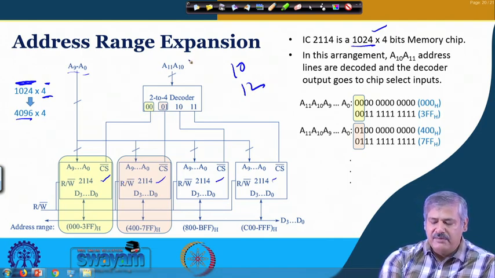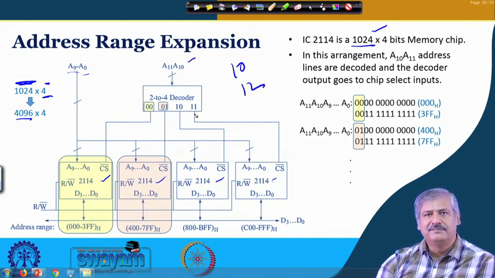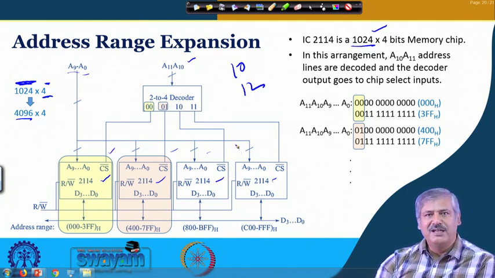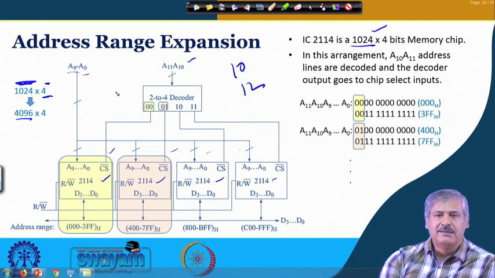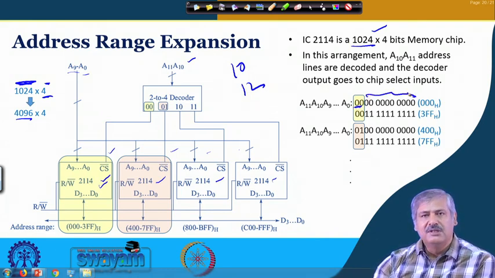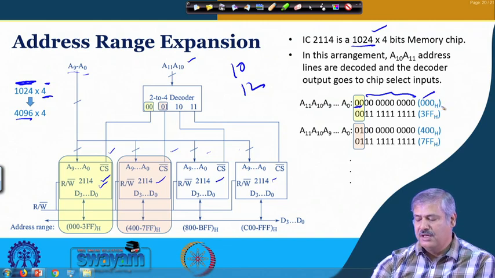The higher 2 bits, A11 and A10, you pass through a 2 to 4 decoder to generate 4 lines: 00, 01, 10 and 11. Then you connect those to the chip select lines of each of them. What does it mean? When 00 is placed on A11 and A10, this particular block will be selected and not the other ones. If this is 00 and the address A0 to A9 is all 0, then you are accessing location 000 in hex. All of them are 0, so that particular location is accessed.